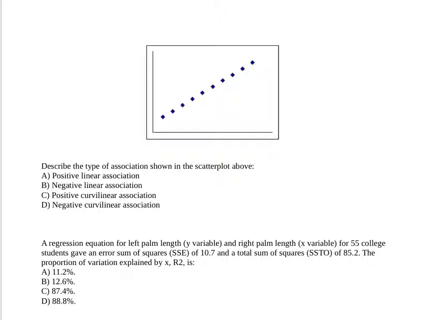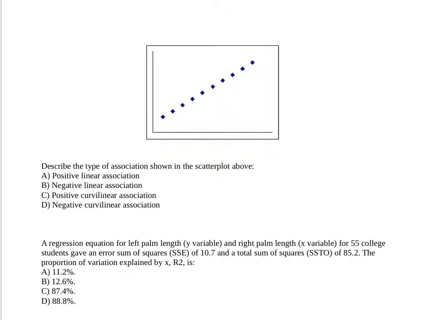That's a positive association. Now, a linear association means it follows a line, right? Linear line. So here you see that this follows a line. It's not like this, or like this, or like this. It's not curvy at all. It's a straight line. So positive linear association, that's obviously what we have here.